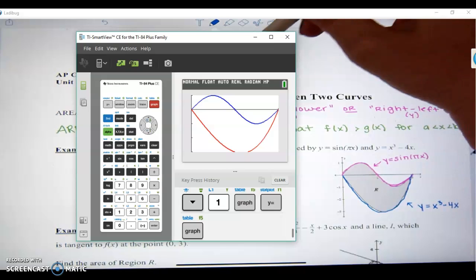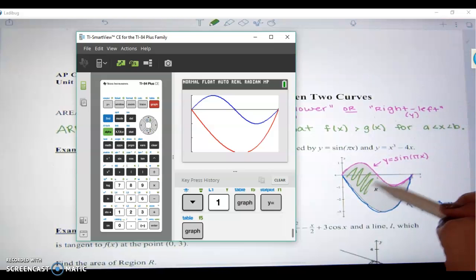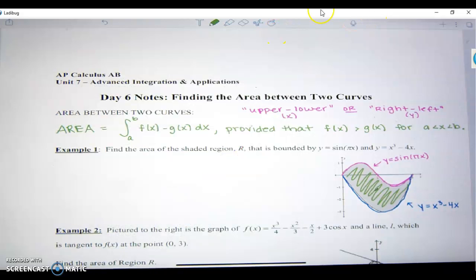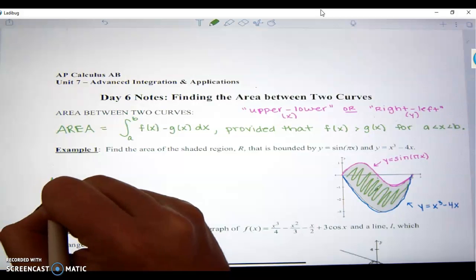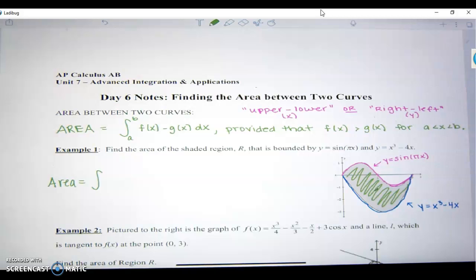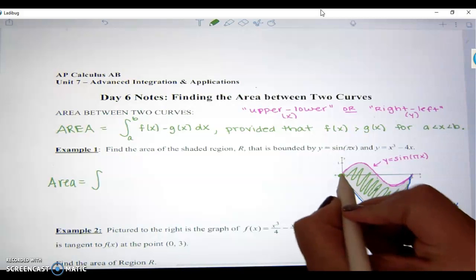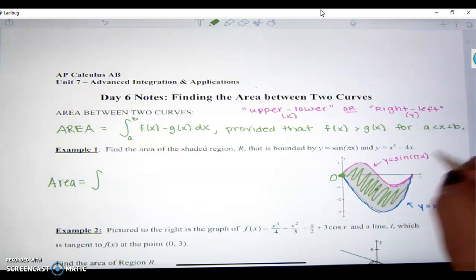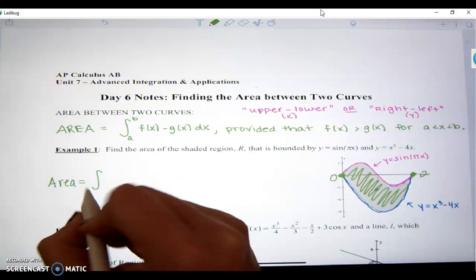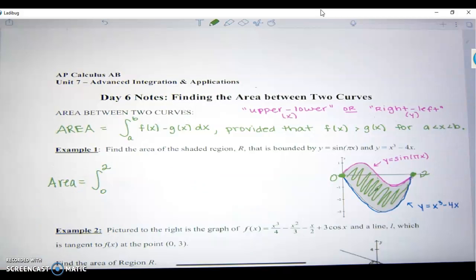Okay, so we want to find the area of the shaded region in between these two lines. So we're going to make an integral. Our integral to find the area here, it goes from a to b. Those are the x values of where it starts and stops. You can see here that they intersect at 0. That's where the area starts. And then the area stops being intersected at 2. So my x values that I'm going to use from here are 0 to 2, and make sure they're in the correct order. The formula says f of x minus g of x, and remember that means it has to be upper minus lower.